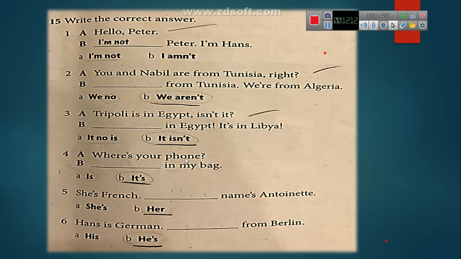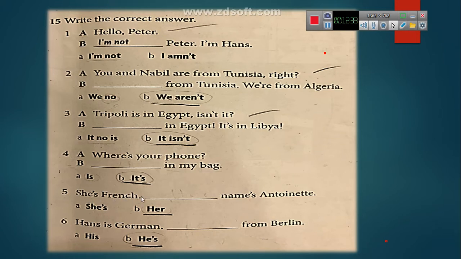Where's your phone? It's in my bag. Subject, main verb, preposition, and adverb of place. Here, if we add "is", we have a subject, and it will act as a question sentence.